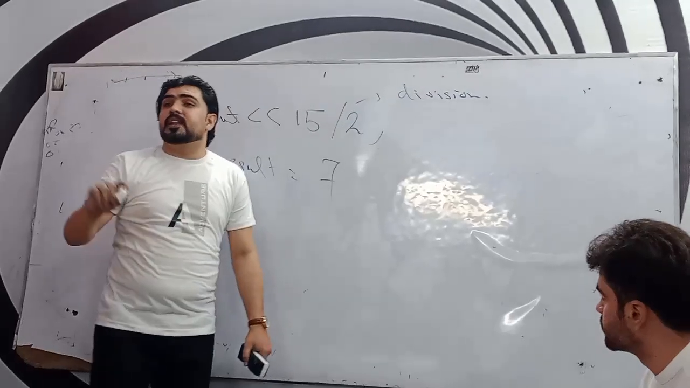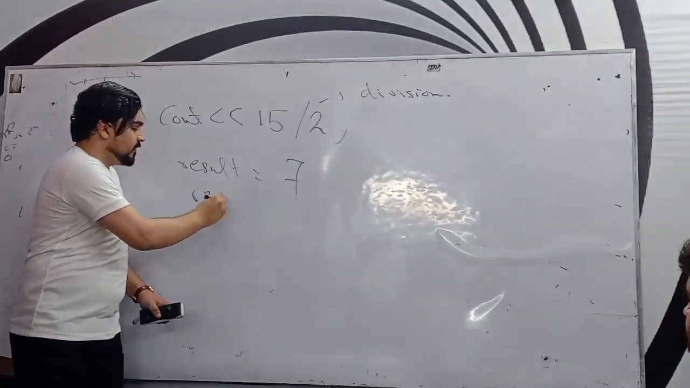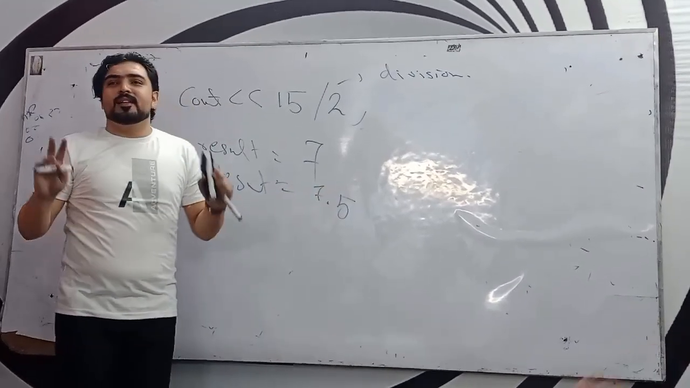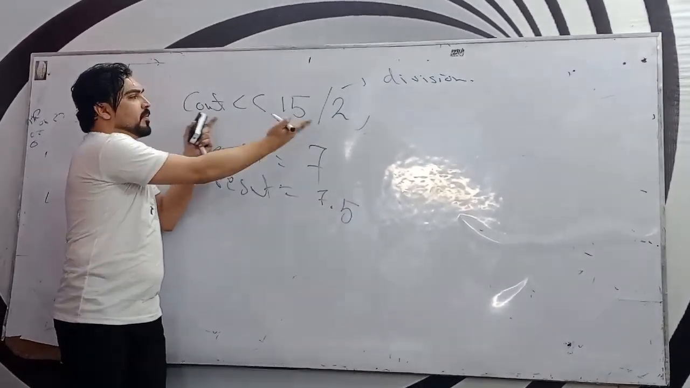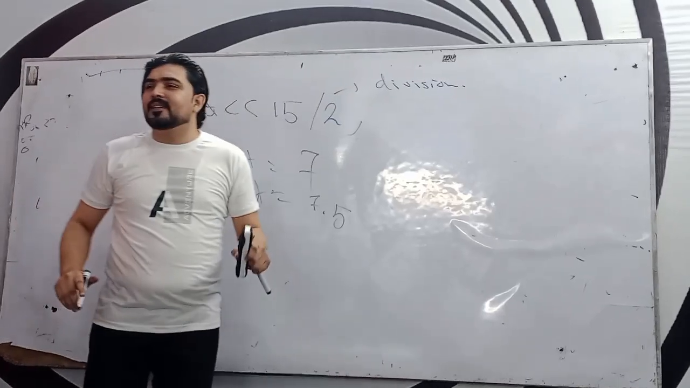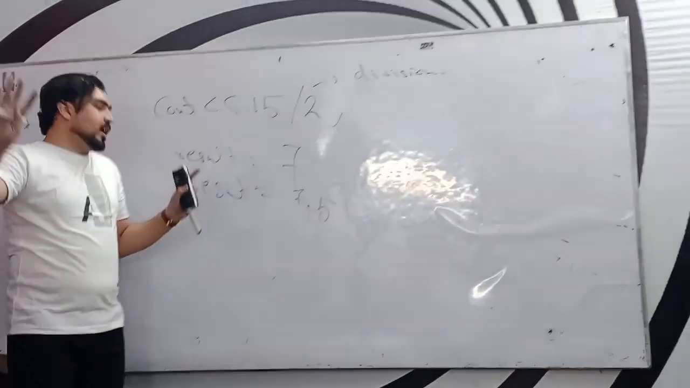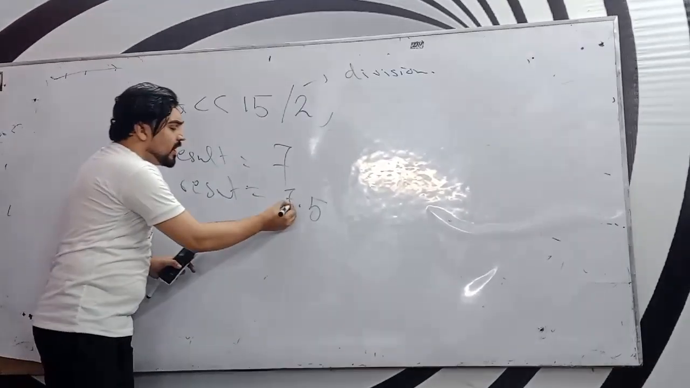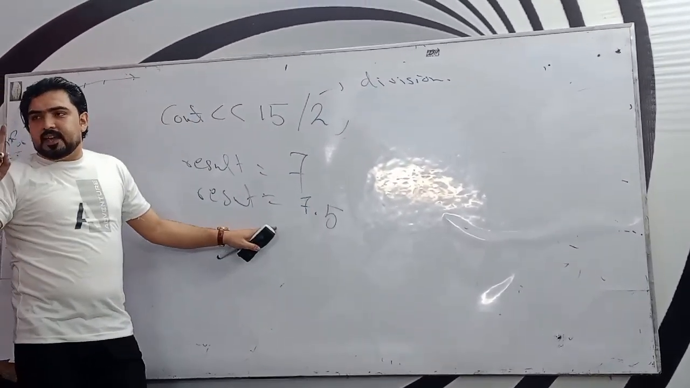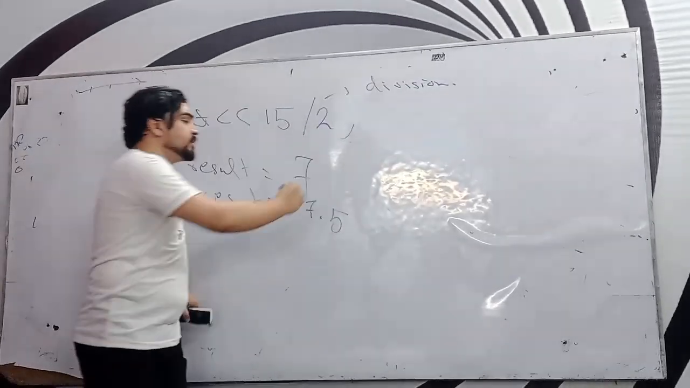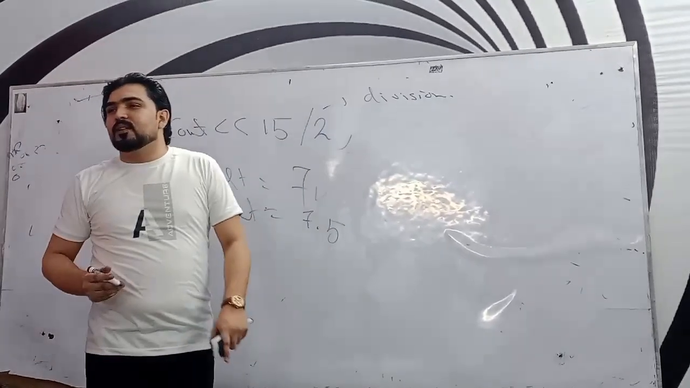7.5. If we round off, it will be 8. No, round off next. 7.5, only 7 or 7.5? Only 7, okay. So by default it will give you 7. Why?